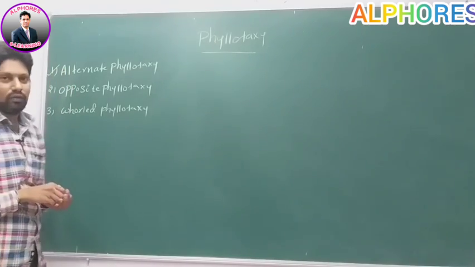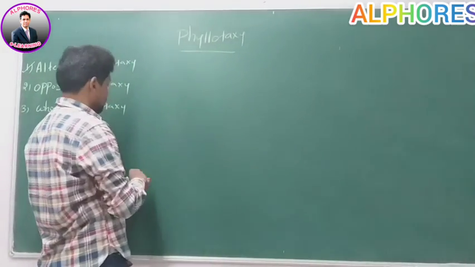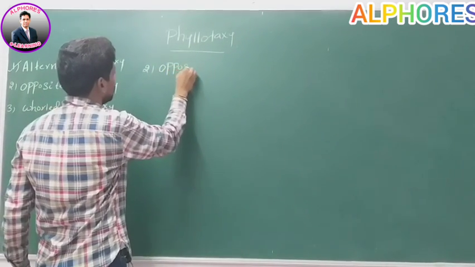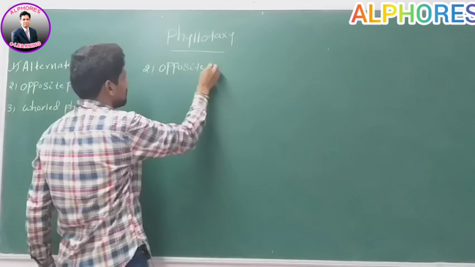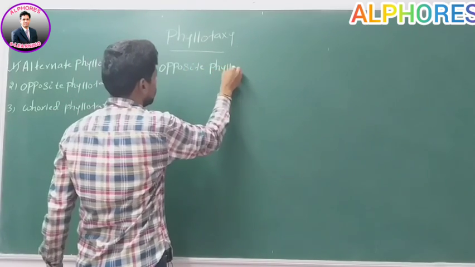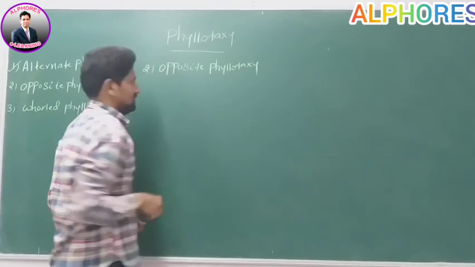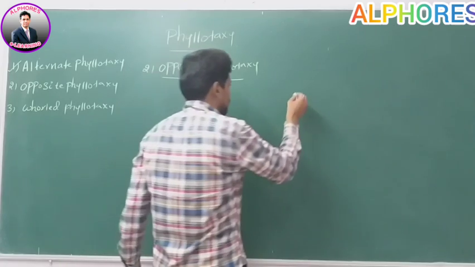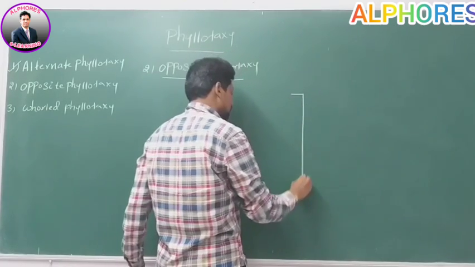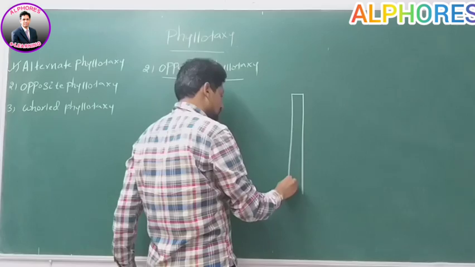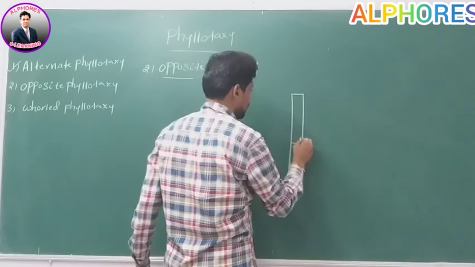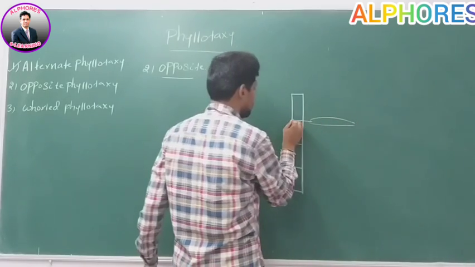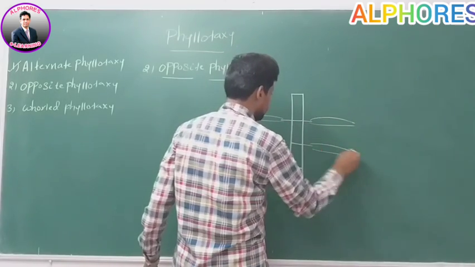Now go for the second one, opposite phyllotaxy, number 2. In opposite phyllotaxy, each node contains 2 leaves. In opposite phyllotaxy, each node is with how many leaves? 2 leaves. See this diagram.